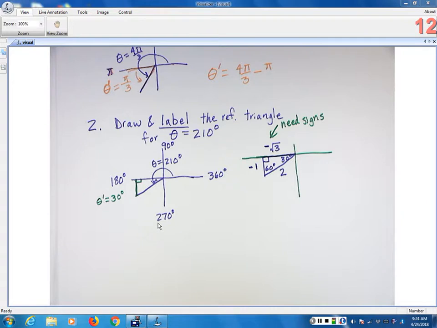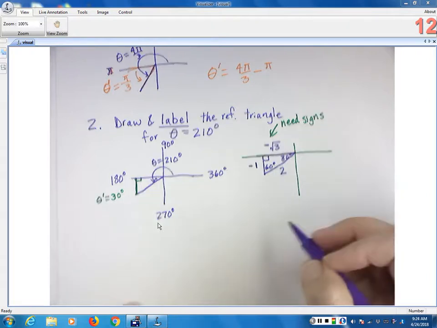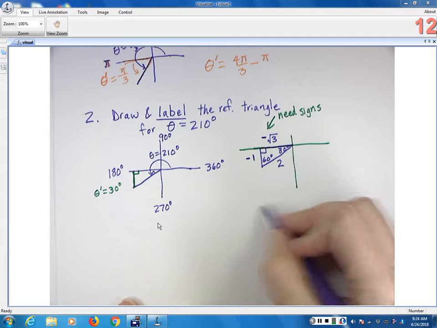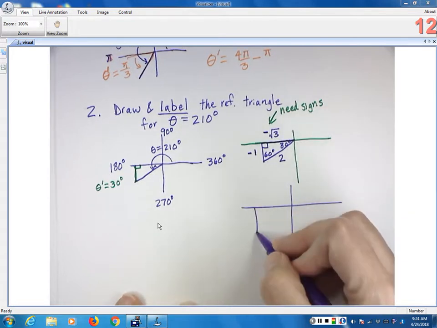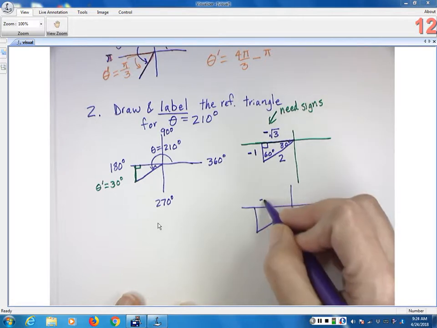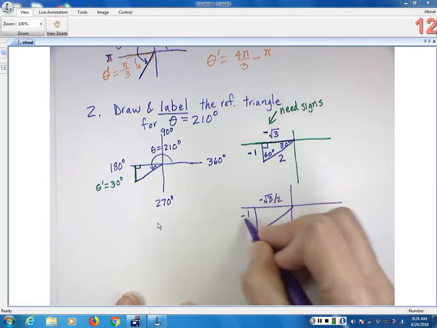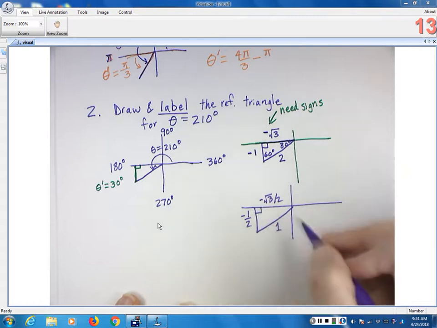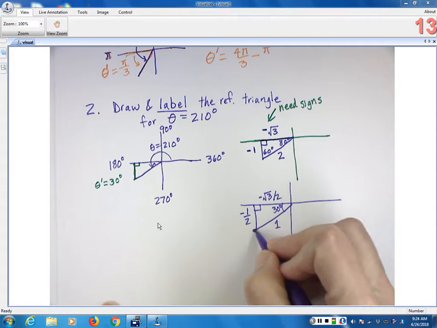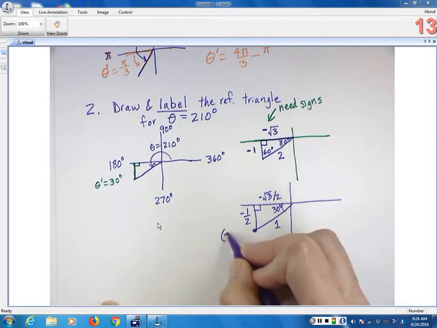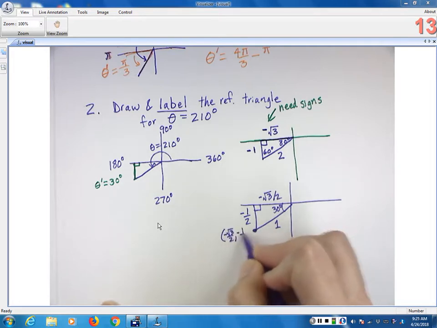Now some of you, it's okay, some of you love that unit circle, so you're drawing it like this. You do have to draw it in the quadrant it's at. Square root of 3 over 2, minus 1/2, and 1. This is 30. And that's okay. If you want to draw it like that, this point on the unit circle is minus square root of 3 over 2, minus 1/2.